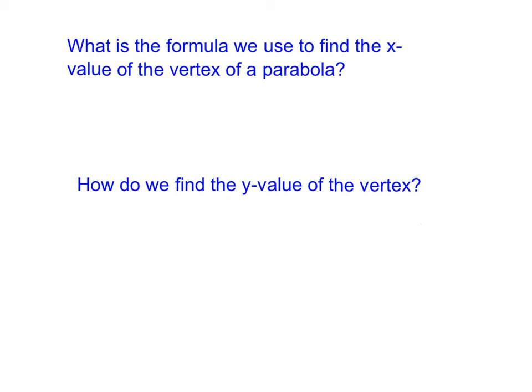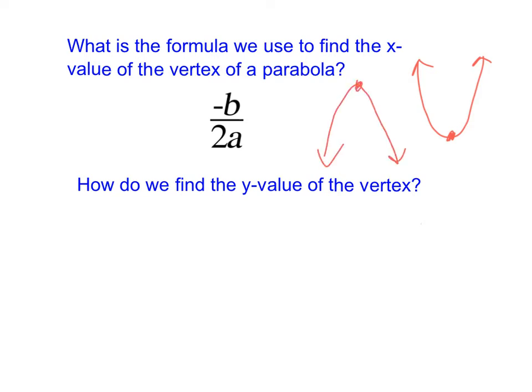Okay, what was that formula that we use to find the vertex of a parabola? That is negative b over 2a, right? So remember, the vertex of the parabola is this bottom point right here. It's the point that's probably the most important point of a parabola. It could also be upside down, and it would be this point right here.